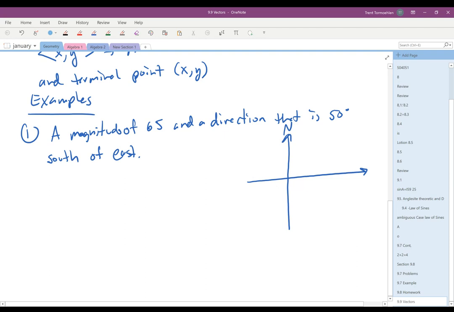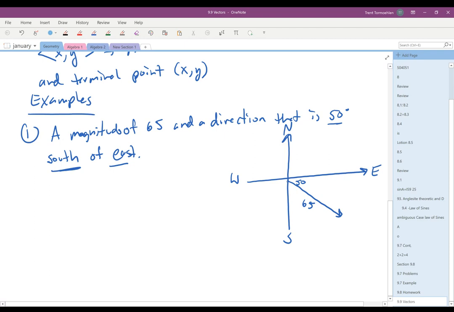North, south, east, west is going to look like this, and so north is going to be in the positive y direction, east is going to be the positive x direction. We are doing 50 degrees south of east, and so east is this direction, so south of it would be below it, and so our vector is going to look like this. And then our magnitude is going to be 65, and so that means the length of that vector is going to be 65. And what we want to do is find the coordinates associated with this vector.